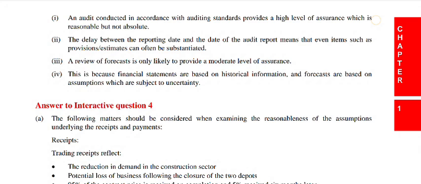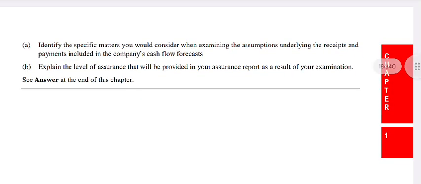As a result of a significant fall in demand for its services, the company has closed 2 of its regional depots and put both premises up for sale. It has also made 25% of its employees redundant. Requirements. A. Identify the specific matters you would consider when examining the assumptions underlying the receipts and payments included in the company's cash flow forecasts. B. Explain the level of assurance that will be provided in your assurance report as a result of your examination.